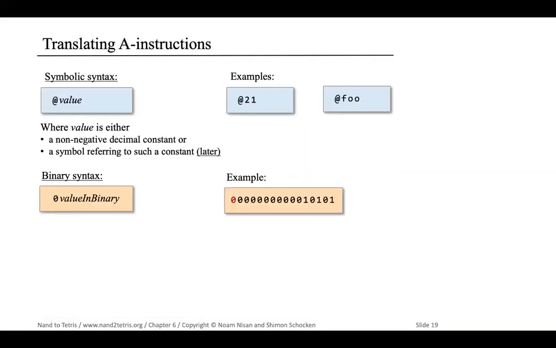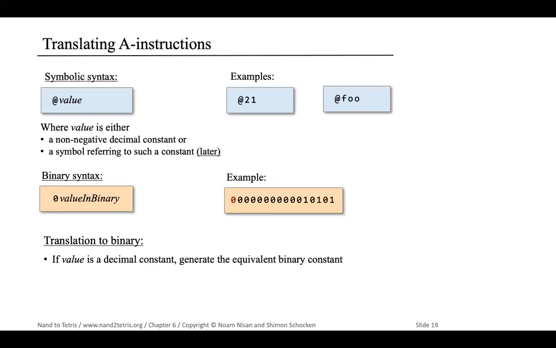So again, we have seen this. If a value is a decimal constant, simply generate the equivalent binary constant. That means if you are lucky to have something like this in your assembly, that means the programmer is not using any symbols. They are using pure raw numbers with at instructions. It is super easy. You just pattern match at, then whatever value is it, check, is it number or not? Now you have all these fancy checkers, right? Is num or something like that in a library. Check for a numeric entry.